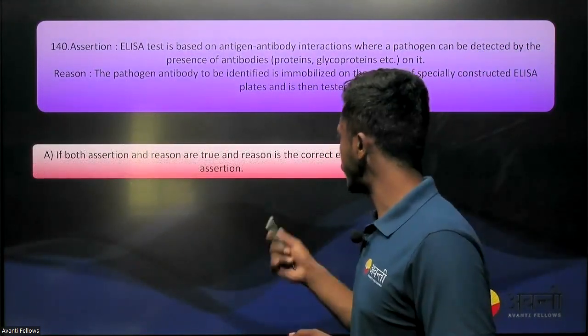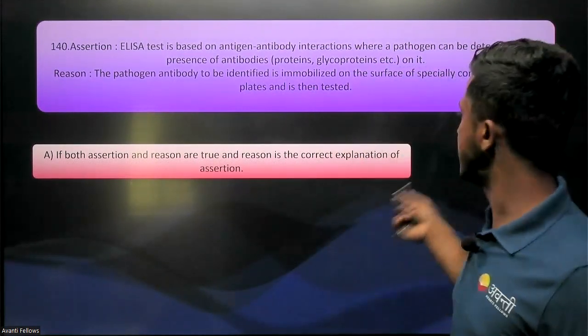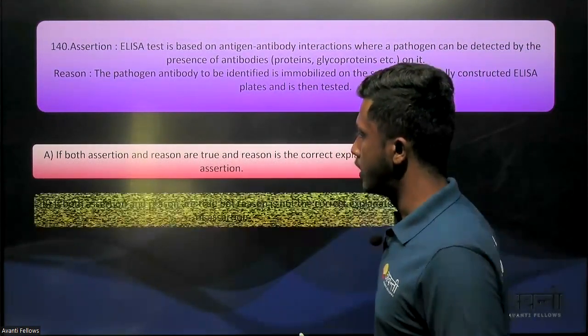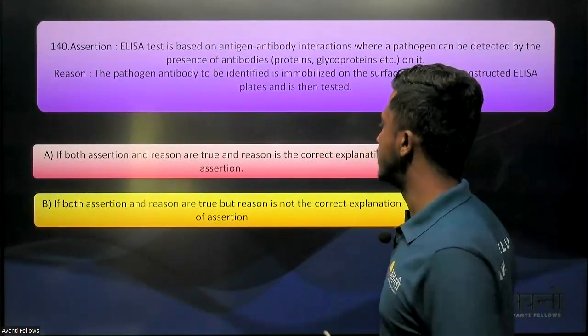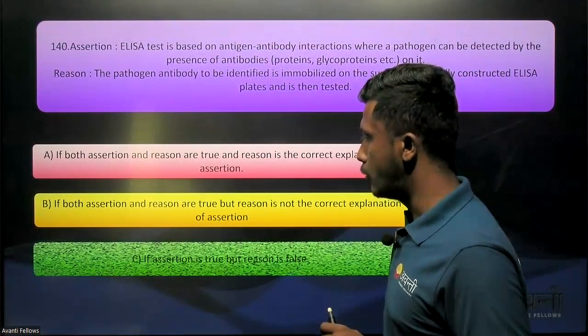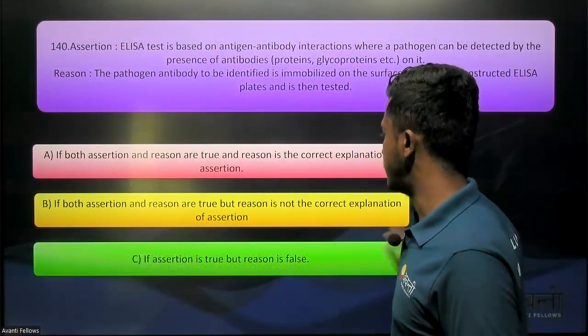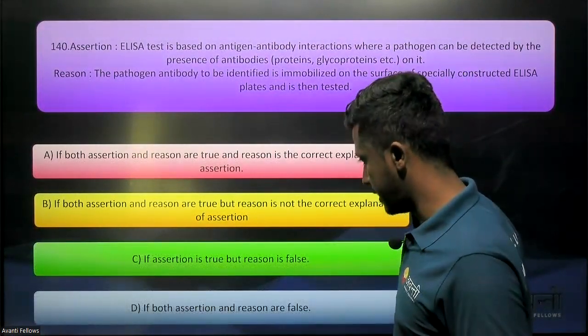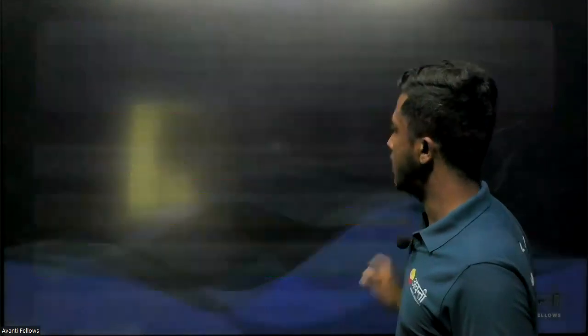If both assertion and reason are true, and reason is the correct explanation of assertion, and then if both assertion and reason are true, but the reason is not the correct explanation of assertion, then we have if assertion is true, but the reason is false. Then finally, we have if both assertion and reason are false.